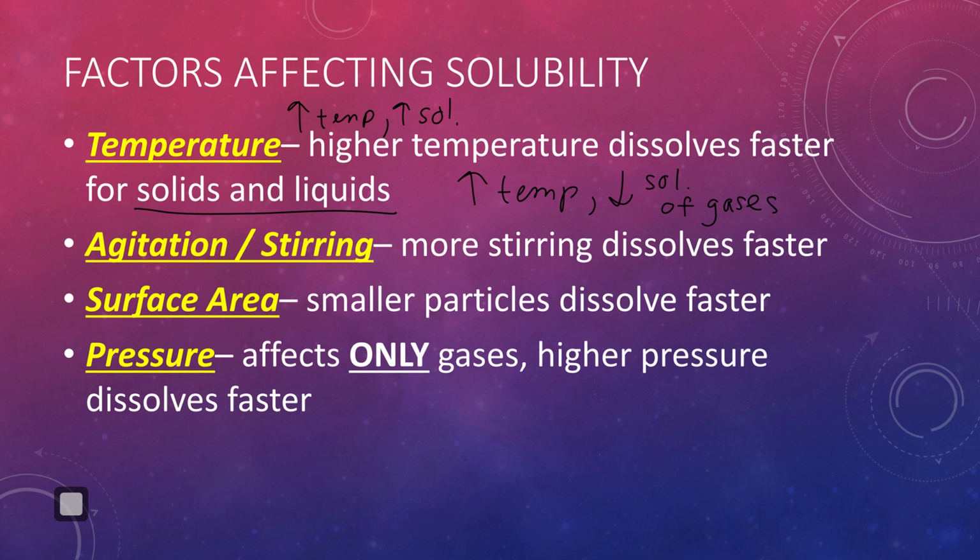Agitation and stirring. If you stir, it'll dissolve faster. That's because, in order to dissolve, we're looking for the solvent to surround the solute. So if you stir it, you're allowing them to interact and surround it. Surface area. If you crush up what you're trying to dissolve, it will dissolve faster because it can be more easily surrounded. So this would be the idea of taking a pill, like for medicinal reasons.